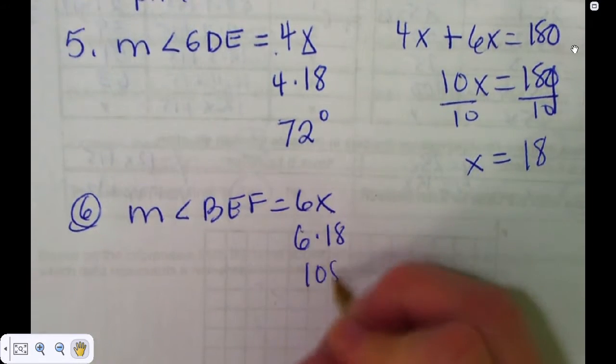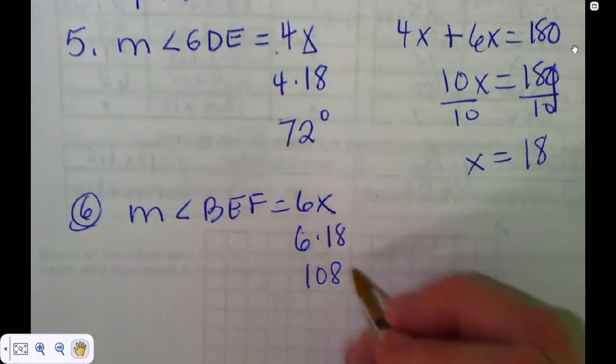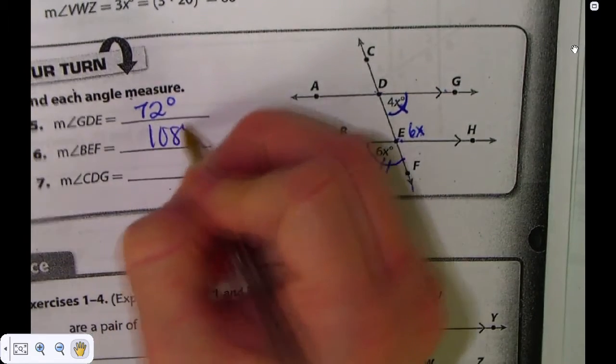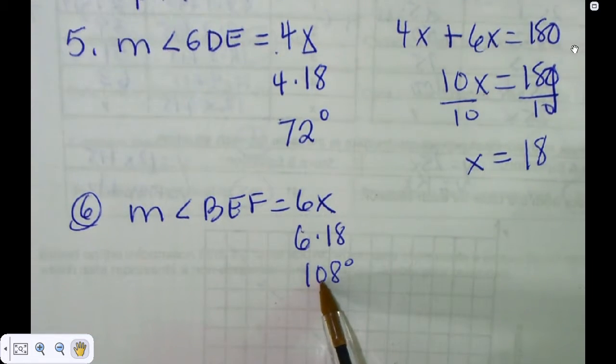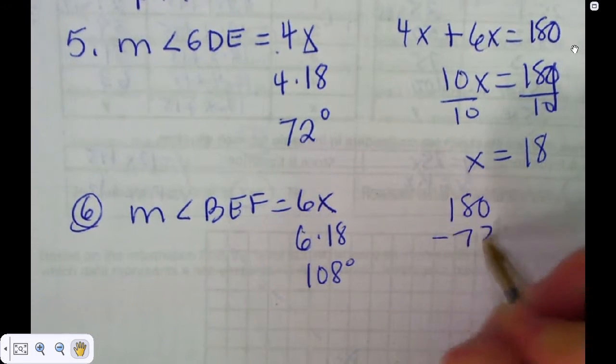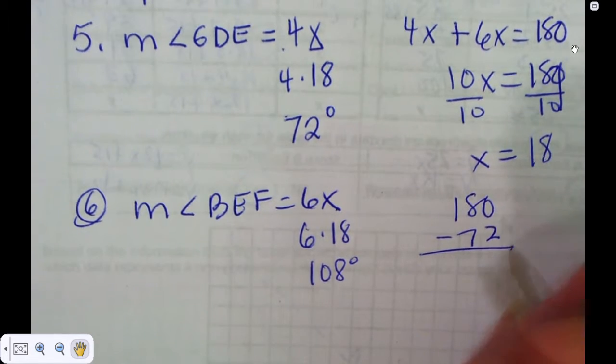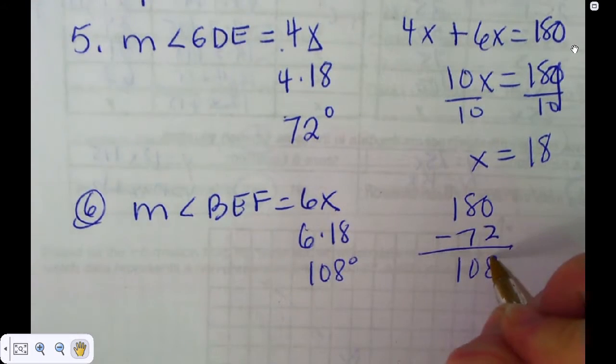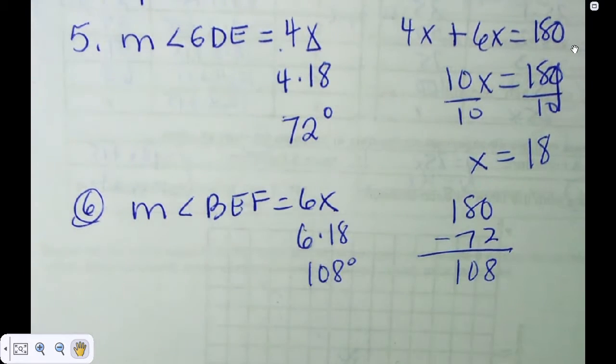108. Good. Degrees. What else could I have done instead of 6 times x? 180. I could do 180 minus 72 and get 108, because I know that they're supplementary.